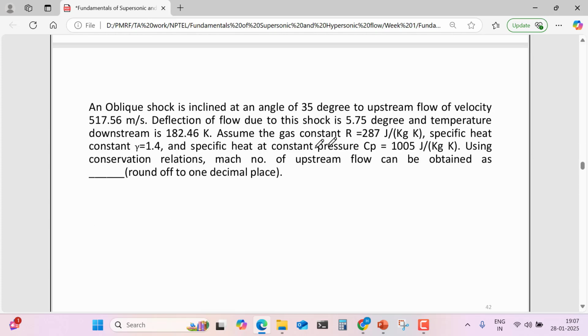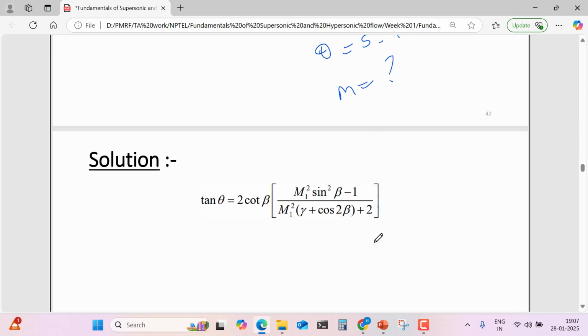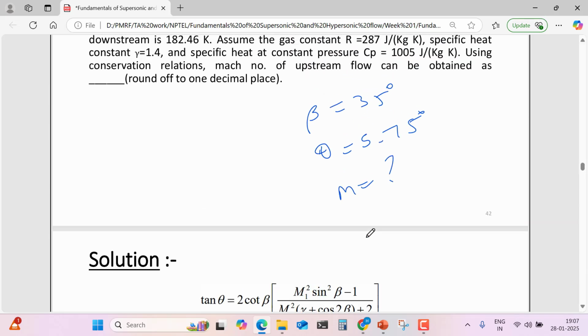There can be many different ways because we have been given so much data, but we don't have to think so much. Here the shock angle beta is given as 35 degrees and the deflection angle theta is given as 5.75 degrees, and we have to find the Mach number M. So we can directly use the theta-beta-M relation.